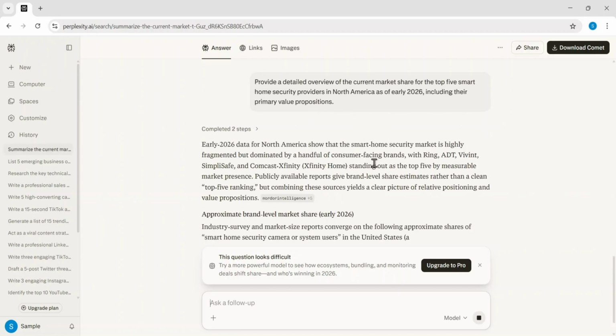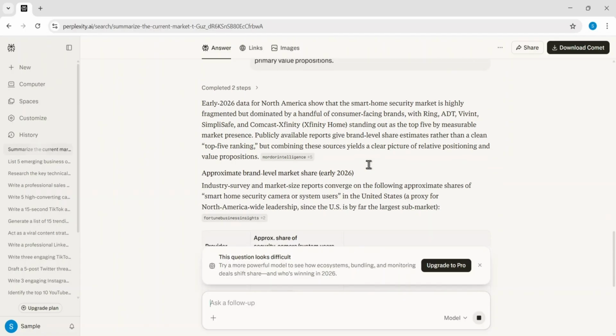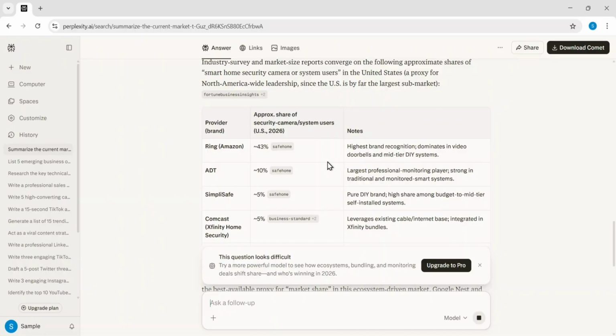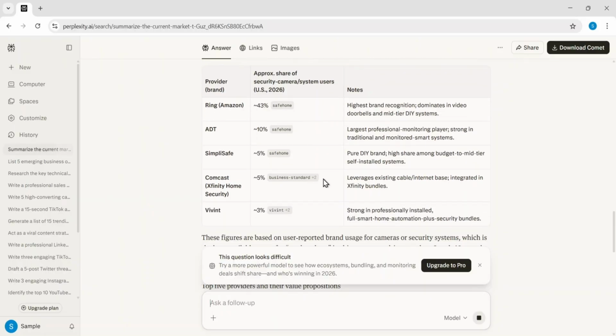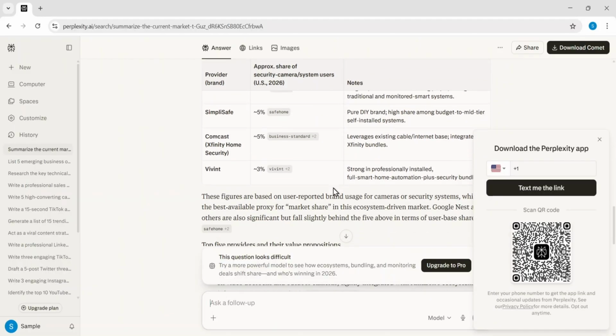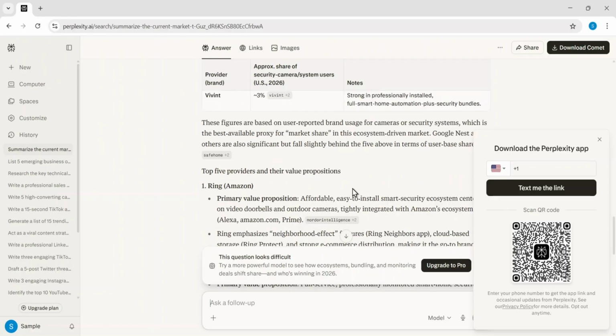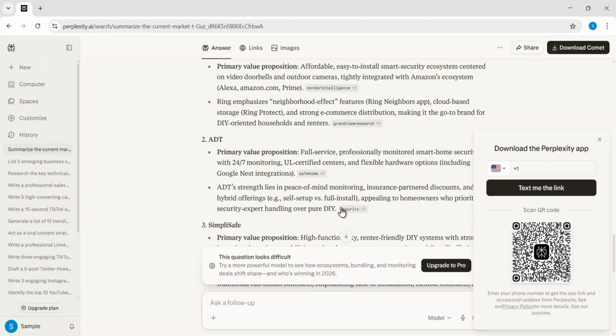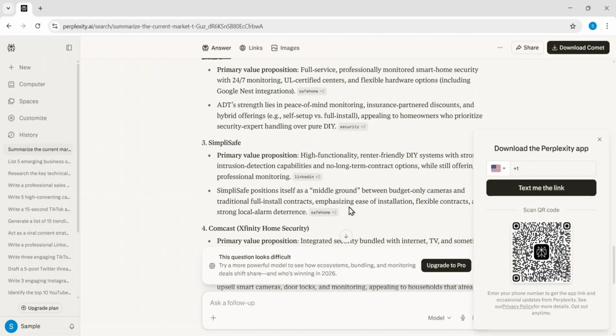Perplexity quickly organizes this data into a structured response featuring a helpful table that compares companies like Ring, ADT, and SimpliSafe. The AI explains that while the market remains fragmented, these brands lead through distinct advantages, such as DIY ease of use, professional monitoring services, and deep smart home ecosystem integration.